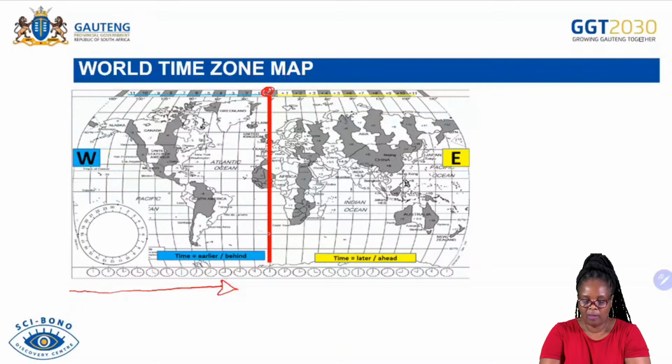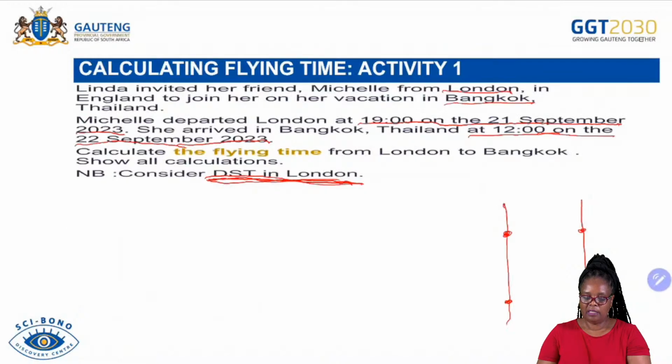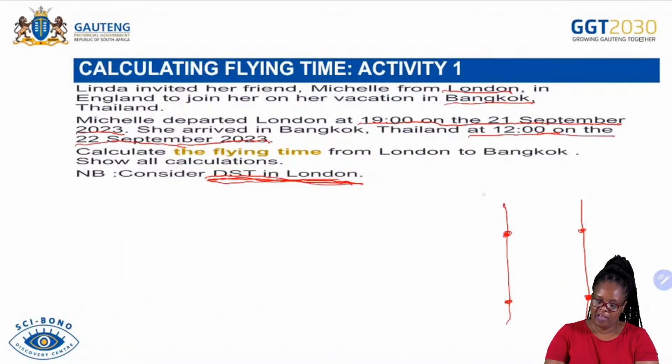What place are we looking for? Bangkok. And we go there, and at +7, we have our second place, which is Bangkok. So the first one is London. You have to write it down. London is where? It's X0. Then the second one is what? It's Bangkok. Bangkok is in which time zone?